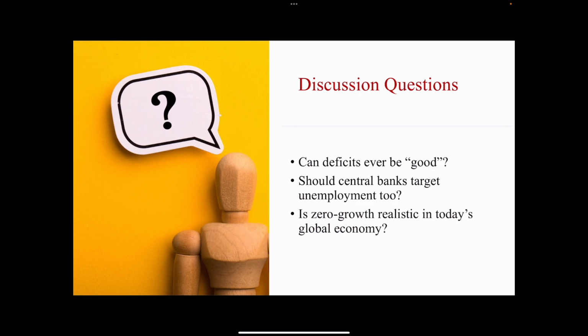For discussion: can deficits ever be good? Should the central banks target unemployment as well as inflation? And is zero growth realistic in today's global economy?